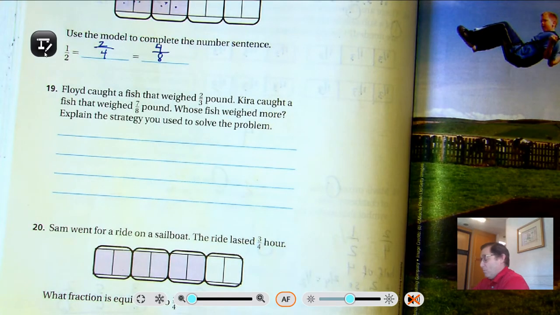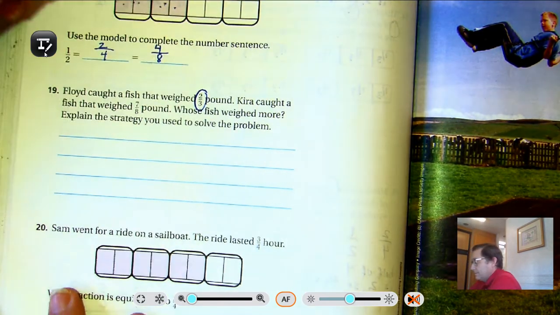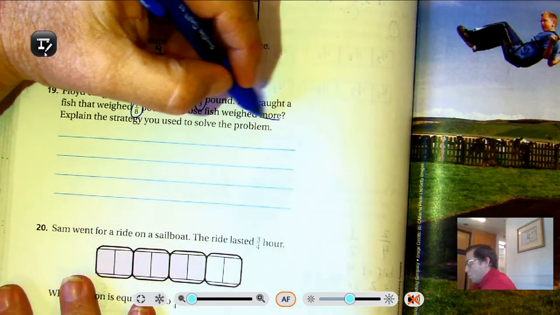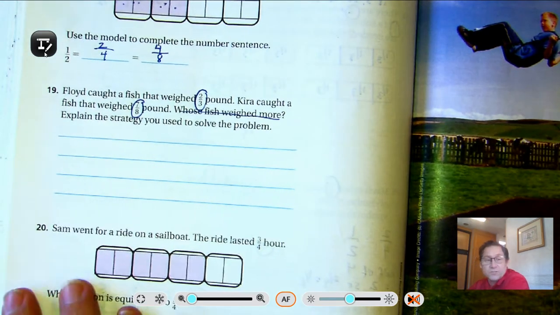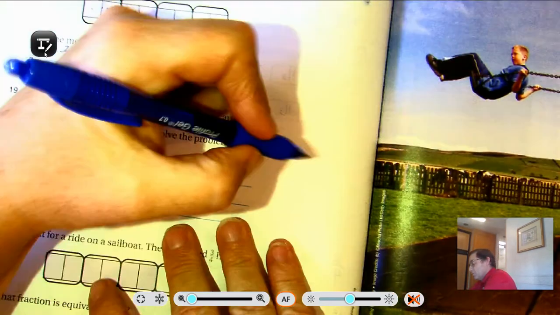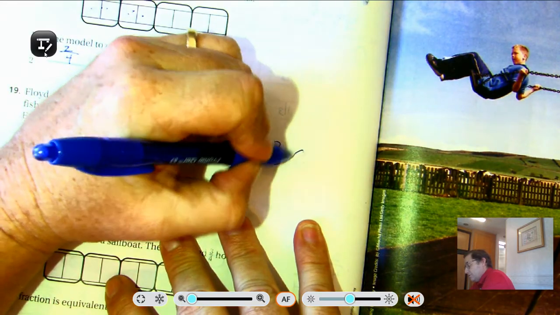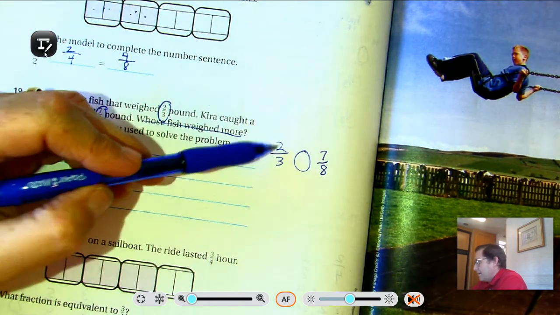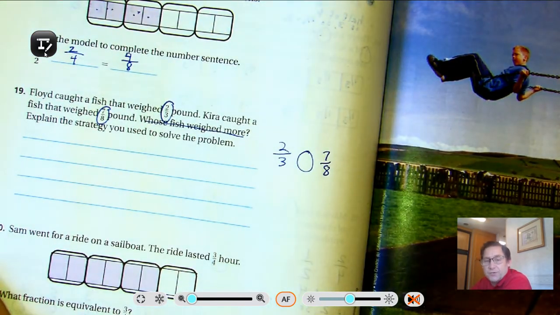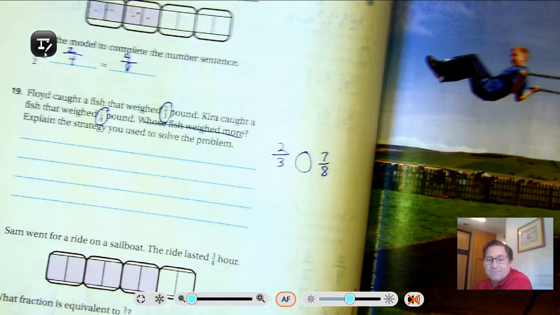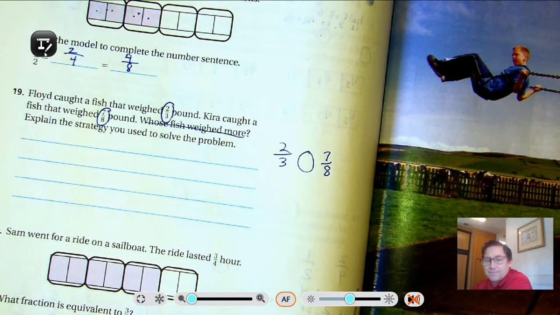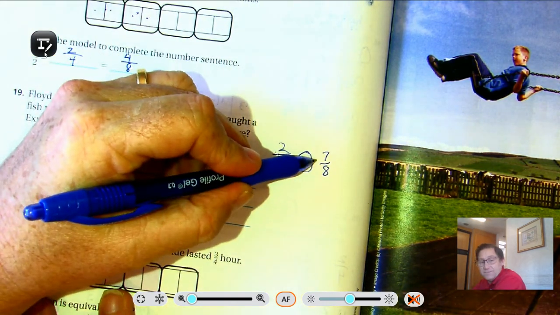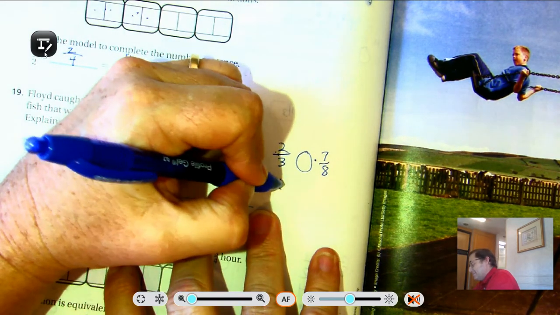19. Floyd caught a fish that weighed 2/3 of a pound. Kira caught a fish that weighed 7/8 of a pound. Whose fish weighed more? Explain the strategy you used to solve the problem. So we're comparing 2/3 to 7/8. The numerators are not the same, so I can't use the same numerator strategy. Denominators are not the same, so I can't use the same denominator. But there's 1/3 missing from this one, and there's 1/8 missing from this one. So let's use missing pieces.